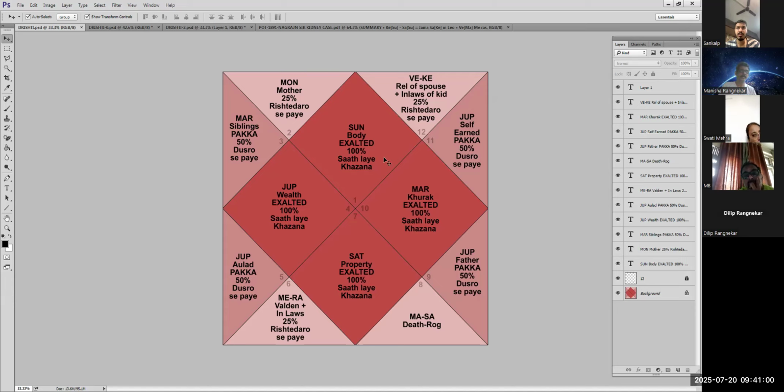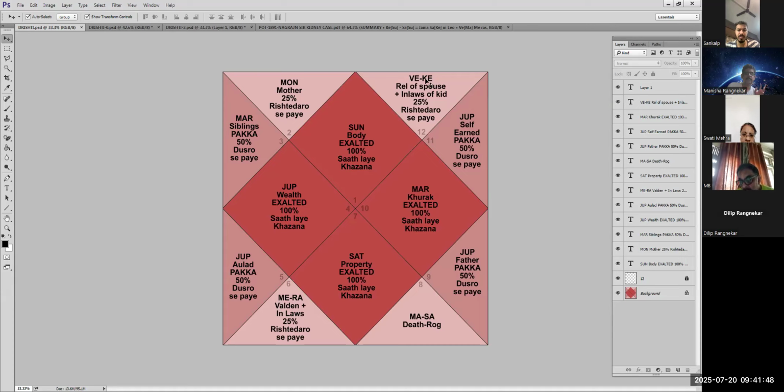Dusron se paya hua, and the third, the 25%, is rishtedaron se paya hua. It is there in the Lal Kitab ka farman only. So dusron se means what? Here it is the Moon, meaning mother: what you will get from your mother. Here Mercury and Rahu are the Uch Kastan. Mercury is basically valden and Rahu is in-laws. Valden is your ancestral property, basically your maternal side, like mama, masi, that sort of thing. That is what is seen from here.